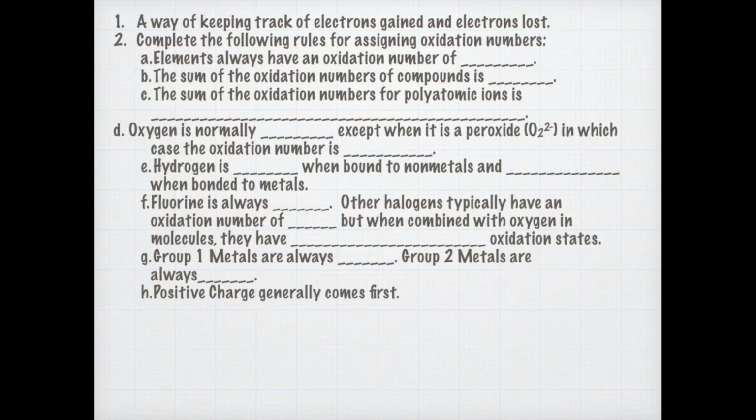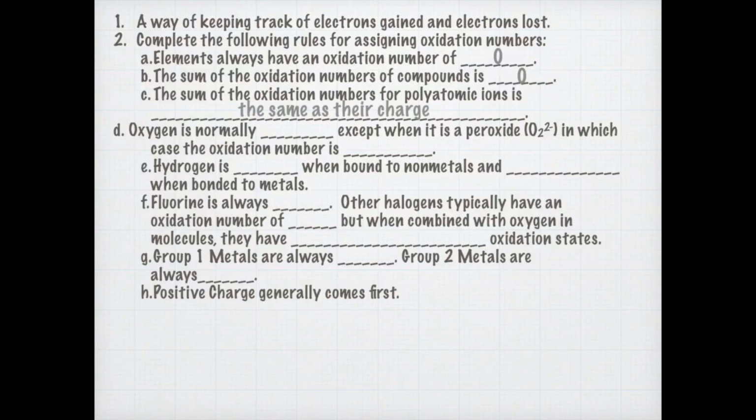And what you'll find is that for a lot of the basic elements, oxidation numbers are very similar to charge, which you've already learned. So elements, atoms that are by themselves, have no charge, and also their oxidation number is 0. The sum of all the oxidation numbers of a compound, if you think about the charge of an entire compound, that's also 0. And the sum of the oxidation numbers for polyatomic ions is going to be the same as their charge.